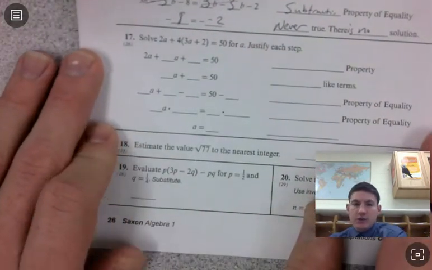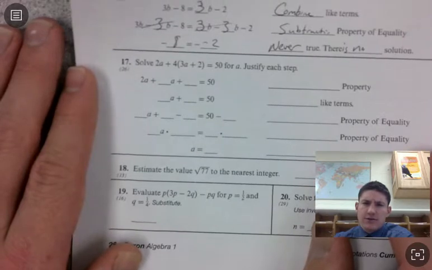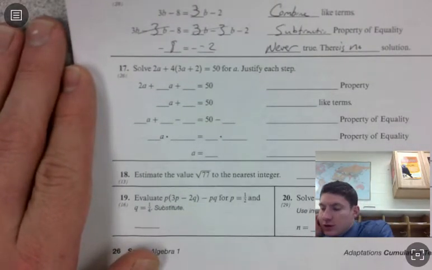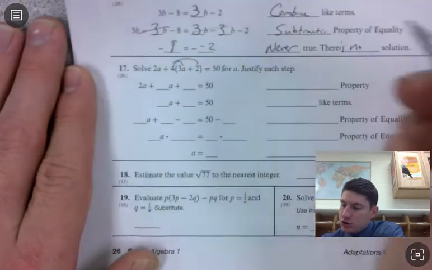In 17, you've got the expression 2a plus 4 times 3a plus 2 equals 50. Justify each step. In the first example, it has 2a plus a plus blank. Well, when you have parentheses here, you're using the distributive property.